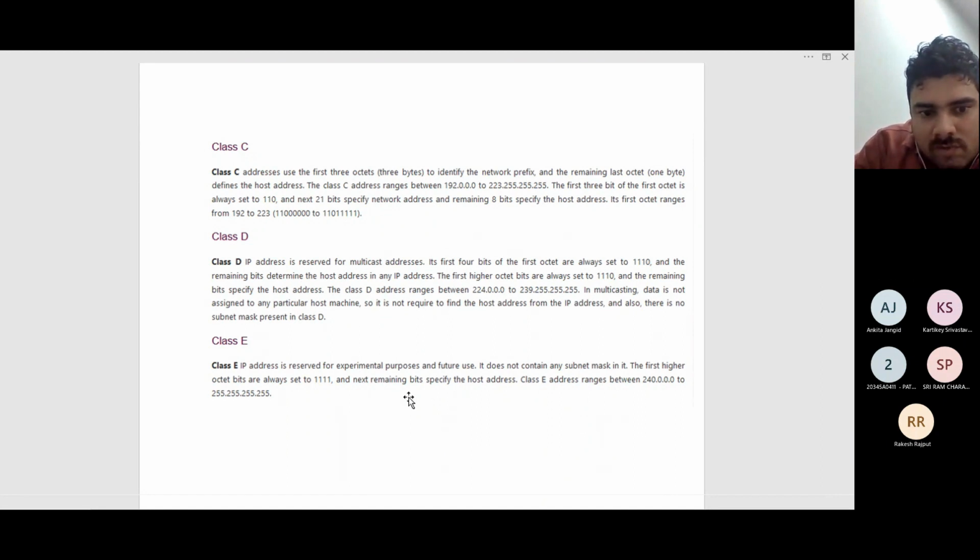240.0.0.0 to 255.255.255.255. So this is rarely used in our network. So, class A, B, C, and D. A, B, C are most commonly used, and D is used only for multicasting. So broadcast network and multicast network are used differently in our network industry.